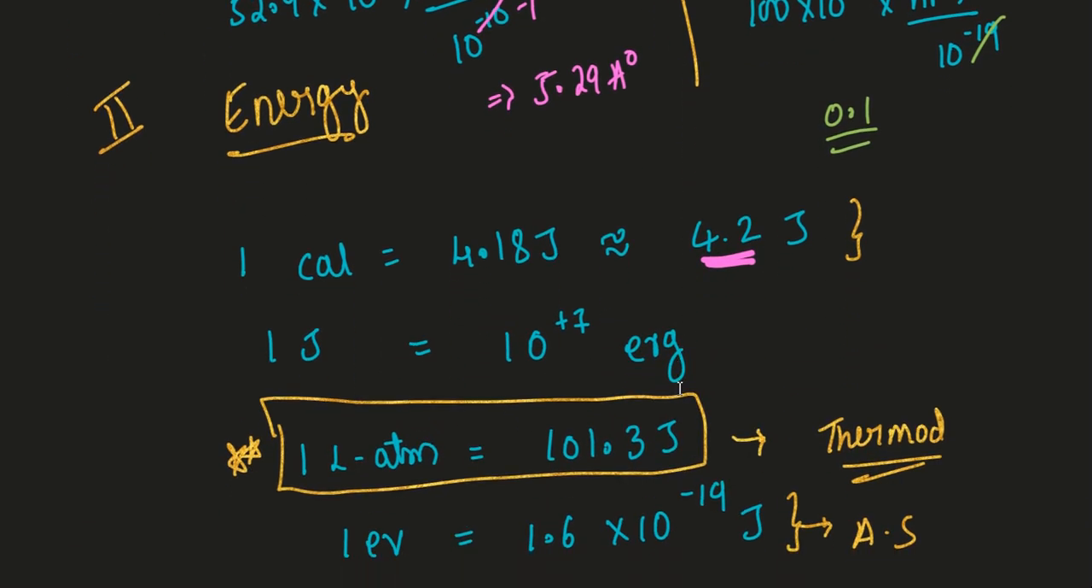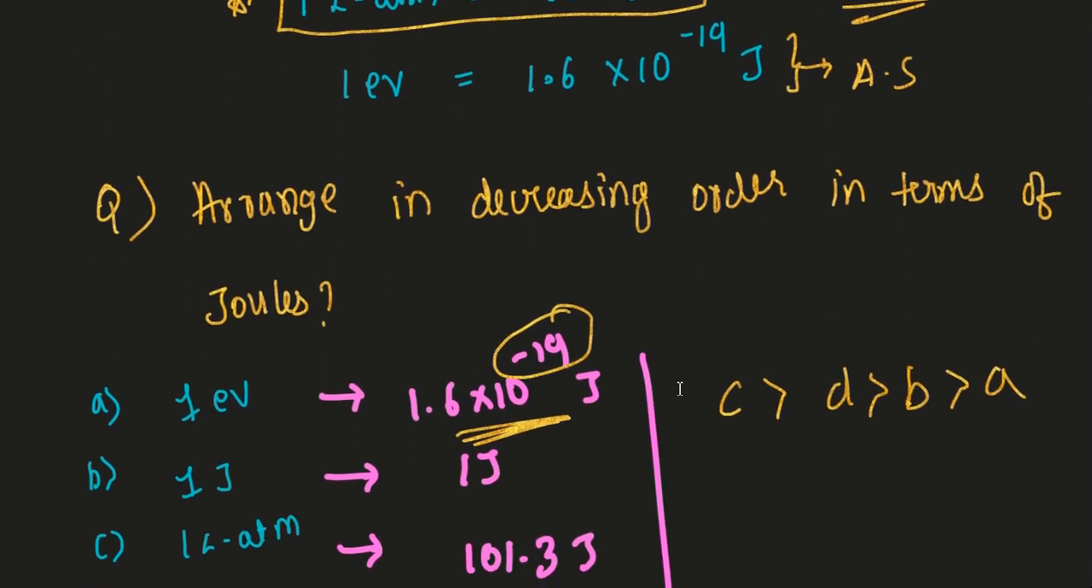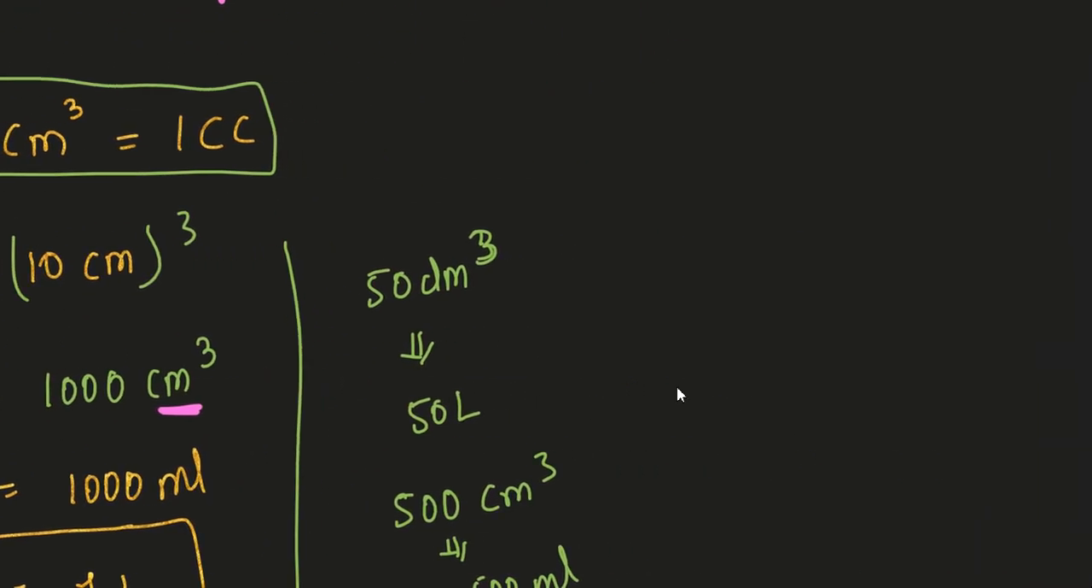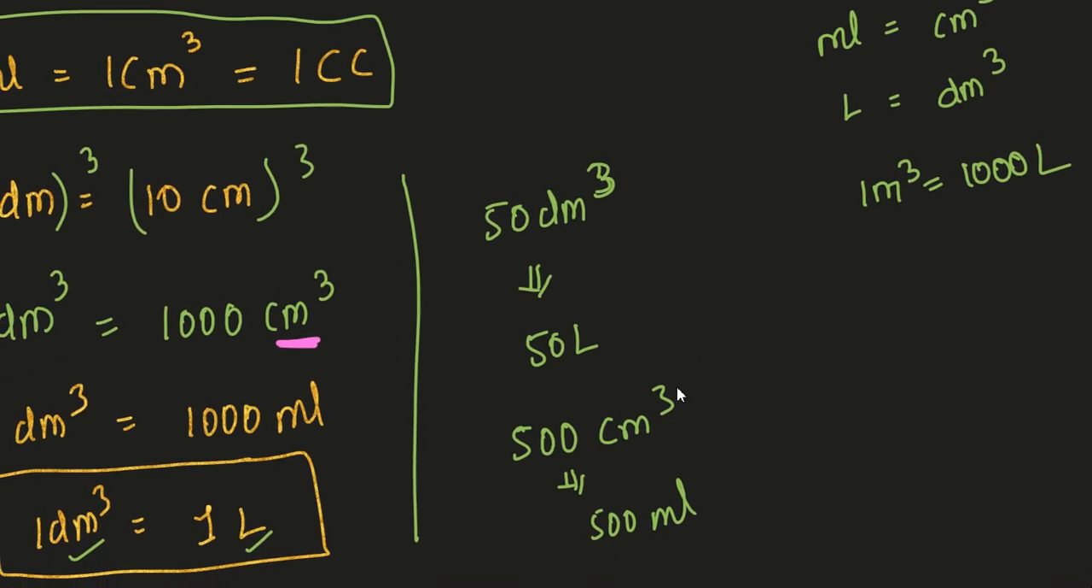Next we started the energy related conversions. After that we started with volume, and the most important point was this. What is the other name of ml? It is cubic centimeter. The other name of liter is decimeter cube. And we learned that 1 meter cube is equal to 1000 liters.